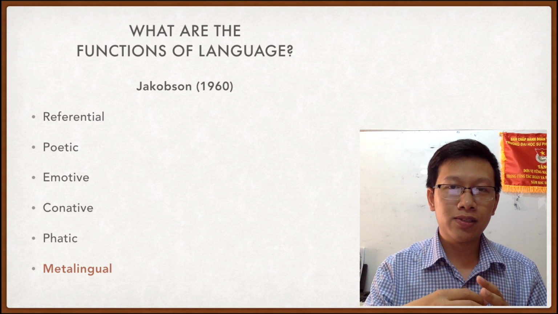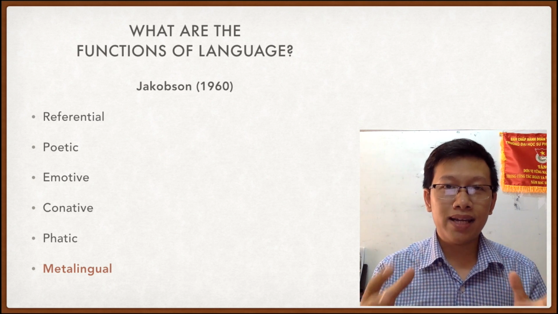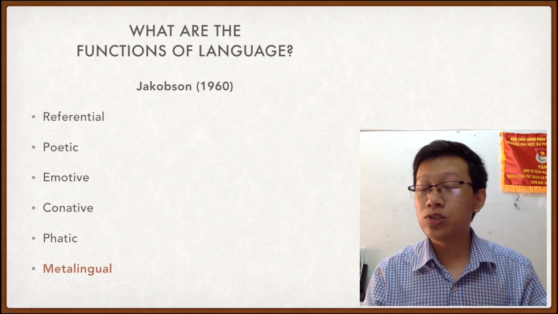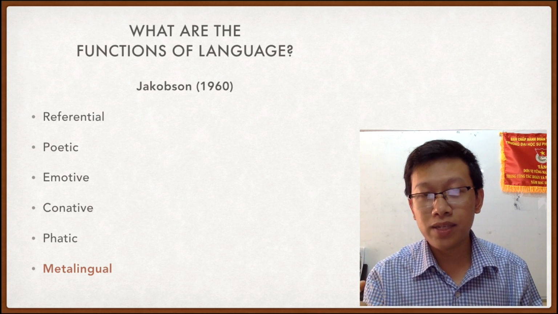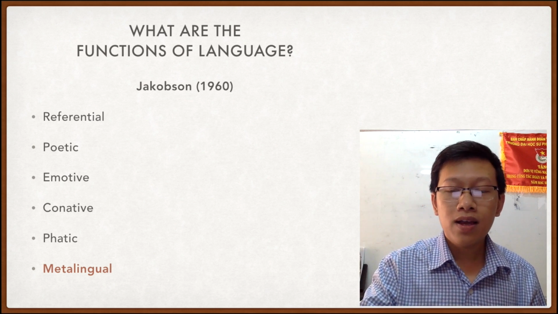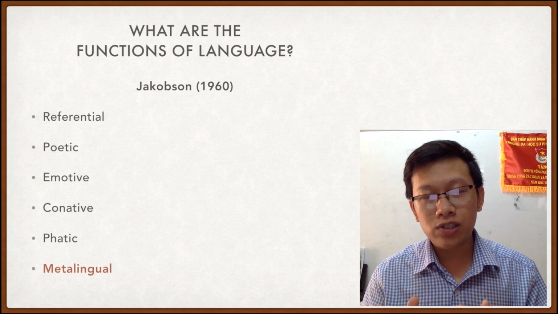Finally, metalingual. When we say metalingual, how do we understand it? Meta means referring to something itself. Metalingual means using language to refer to the language. Metacognitive means using thinking to talk about thinking. Metalingual is the use of language to discuss language.